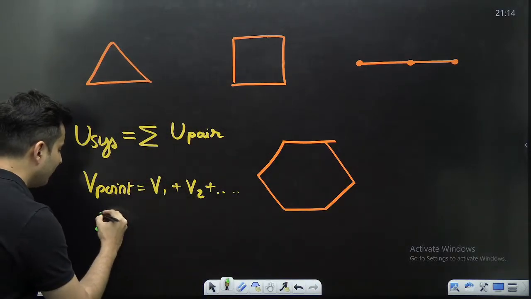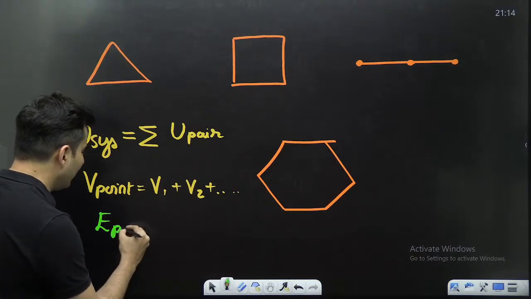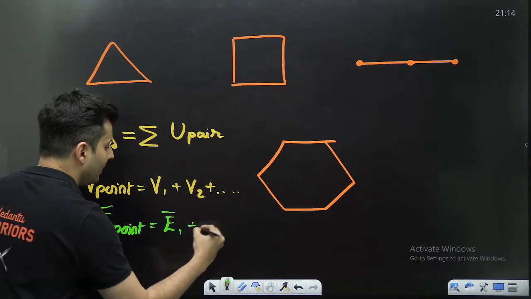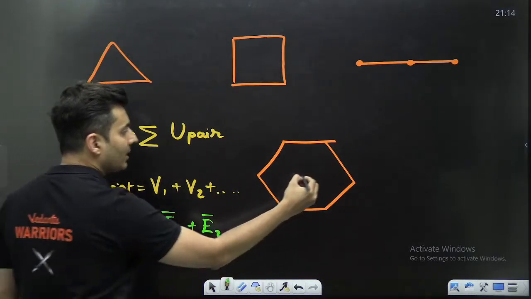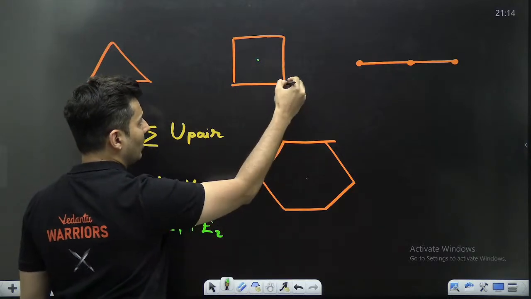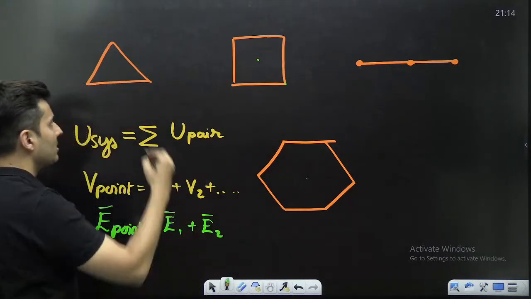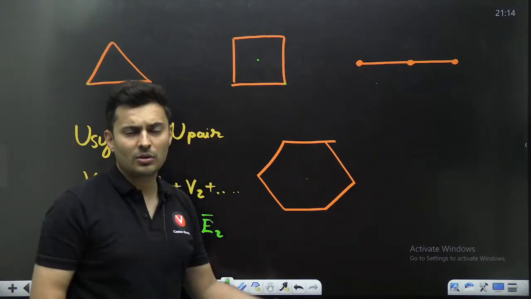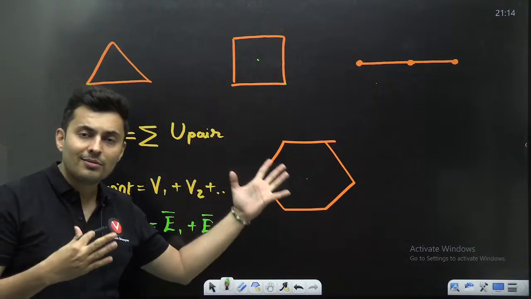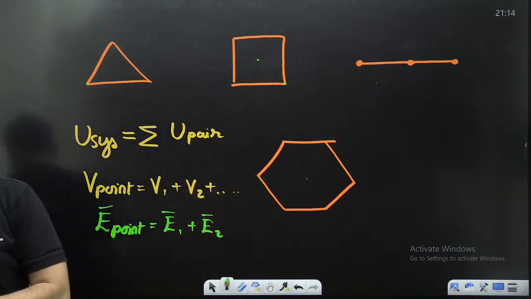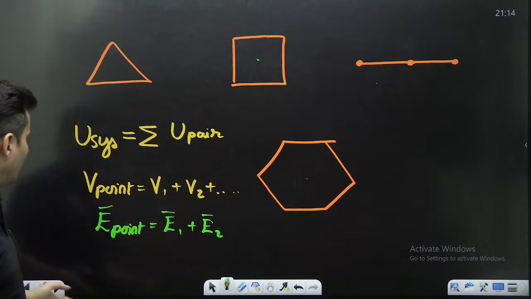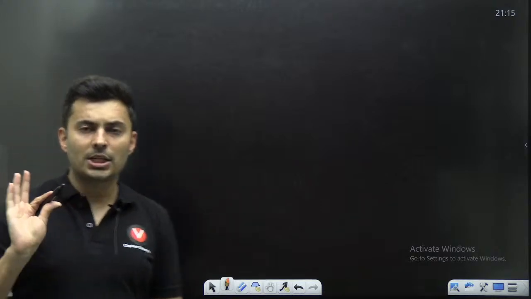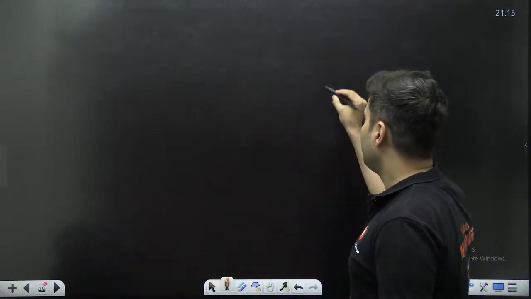If you talk about field questions, you will be asked the field at a particular point. Then you have to use vector addition. Like take a point here, or a point here, or the field at this point due to the other three charges, field at this point due to the other three charges, or two charges. These questions are also very, very common.